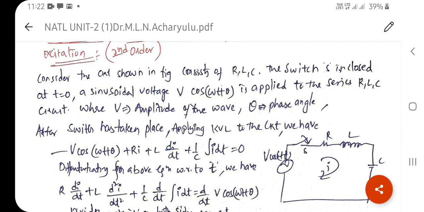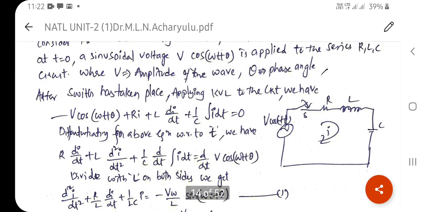Generally, the circuit switch is closed at t equal to 0. Therefore a sinusoidal voltage V cos of omega t plus theta is applied to the series RLC circuit, where V is the amplitude of the wave and theta is the phase angle in the applied voltage itself. Now we apply Kirchhoff's voltage law to the circuit.